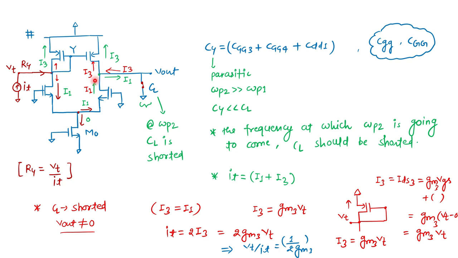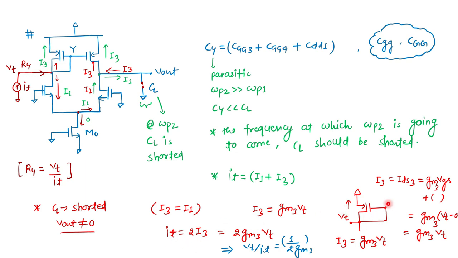So the total current flowing in the M4 terminal is nothing but I1 plus I3, and it is the same current that is coming from this IT terminal. IT is nothing but the sum of these two currents, I1 and I3. If I consider the output is not shorted, then I1 is flowing in this and I3 is also flowing in this, so I1 should equal I3. This is the point because I3 is copied to M4 as well.